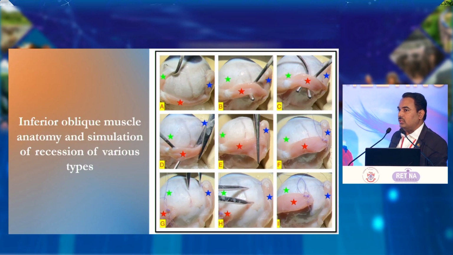Once you teach it to the residents, you can simulate it for yourself also. See how I am hooking the muscle, separating it, and I am going to disinsert. This is a free end, I am going to pass the sutures using 6-0 Vicryl. You can see that this is Fink's procedure, that is 6 mm inferior and 6 mm posterior to the inferior border of the lateral rectus muscle. So this is Fink's location.